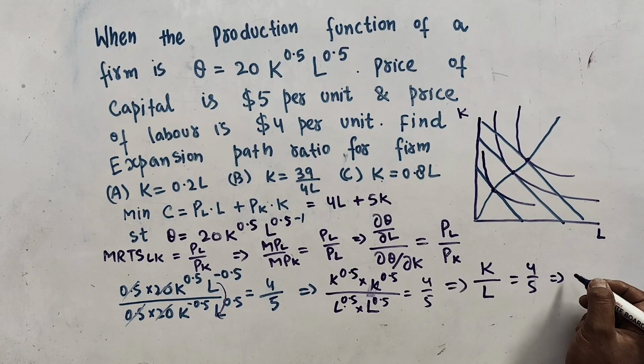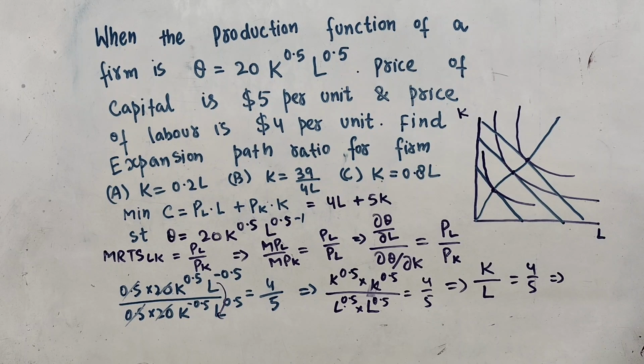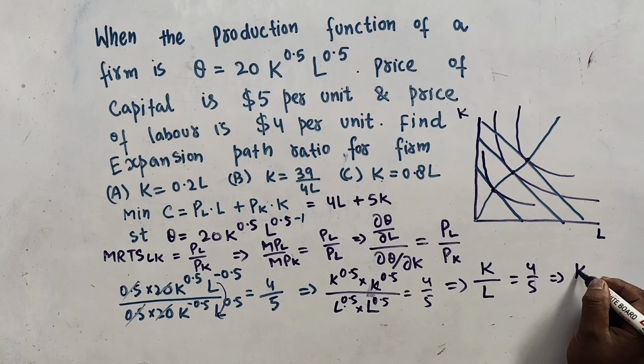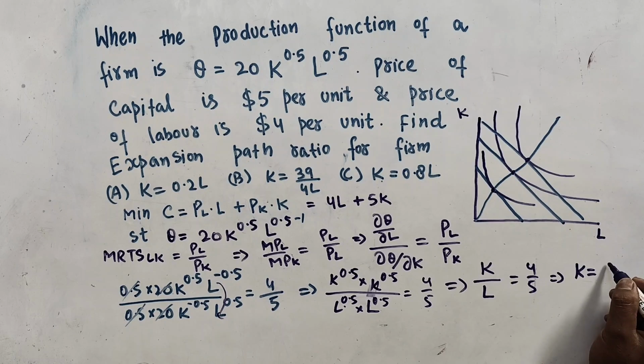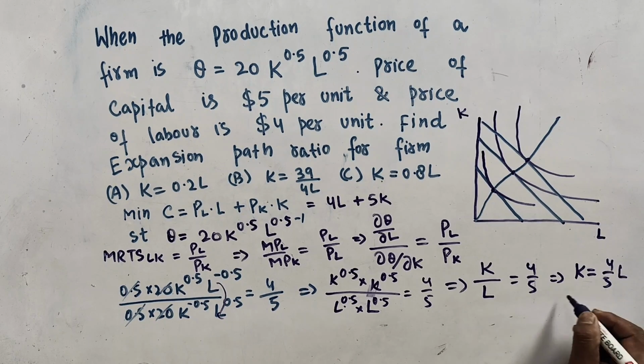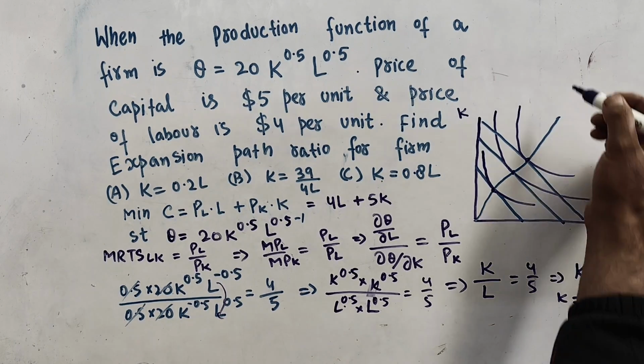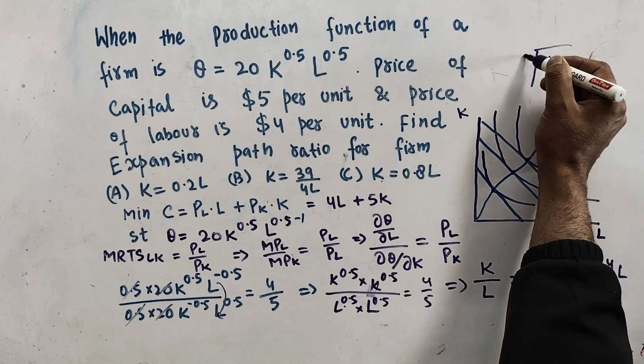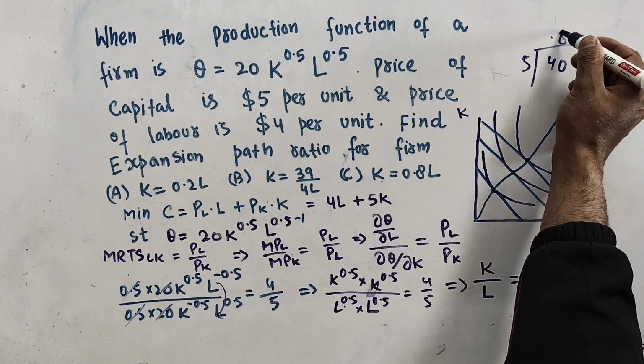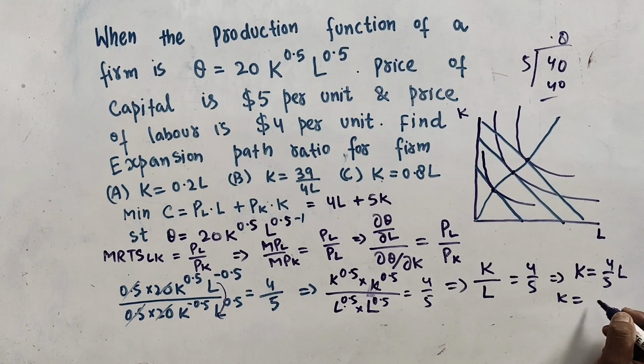So we need to write it in the form of K. K will be equal to, transposing L here, 4 upon 5 L, or K is equal to 4 upon 5 L. 5 eights are 40, so we get 0.8 L. That is the expansion path for the given firm.